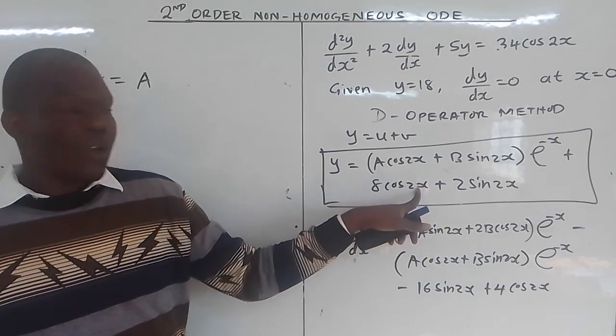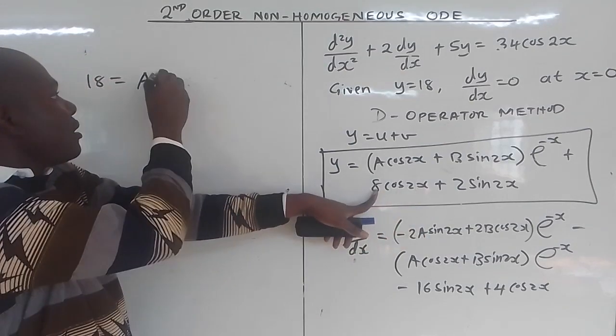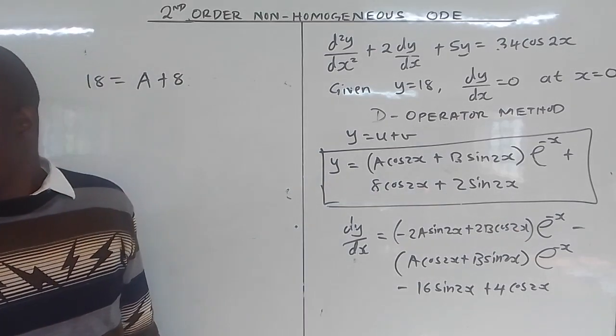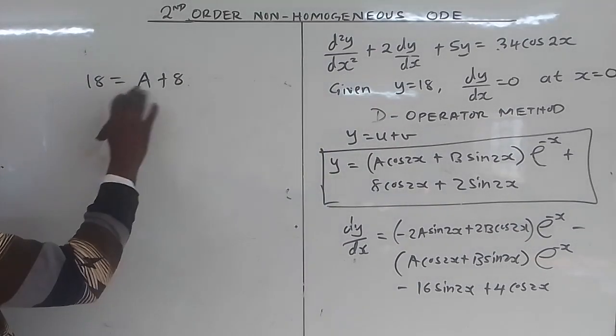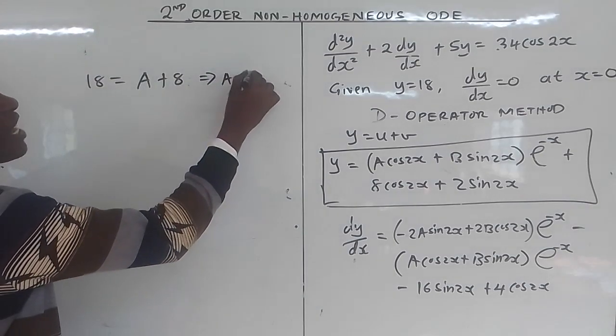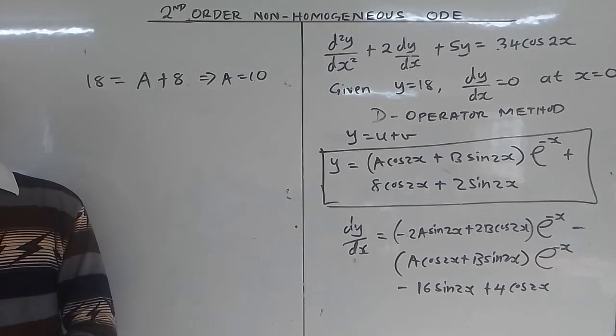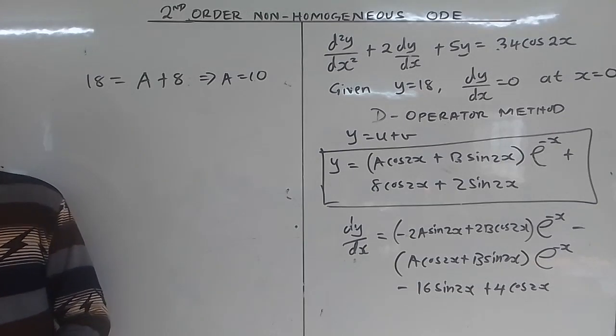Then you come here, cos 0 is 1. 1 times 8 plus 8. Sine 0 is 0, the whole of that goes to 0, isn't it? We are done with that. So what does this imply? It implies a is equal to 10, if you take it to the other side, isn't it? Are we together?